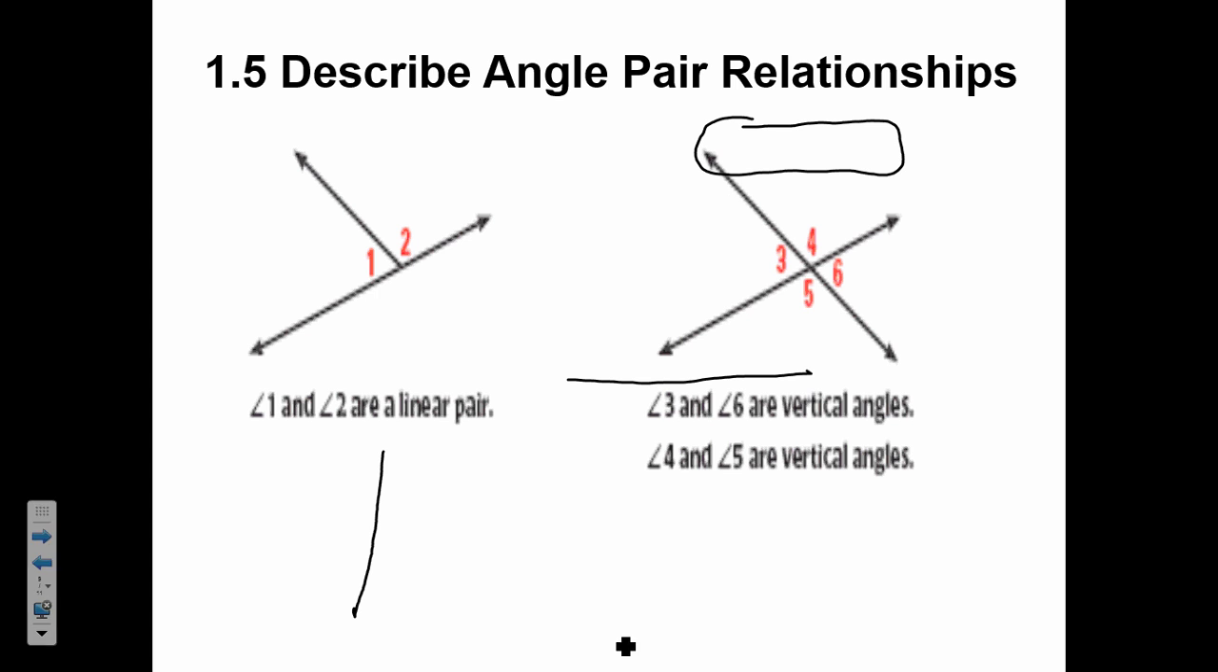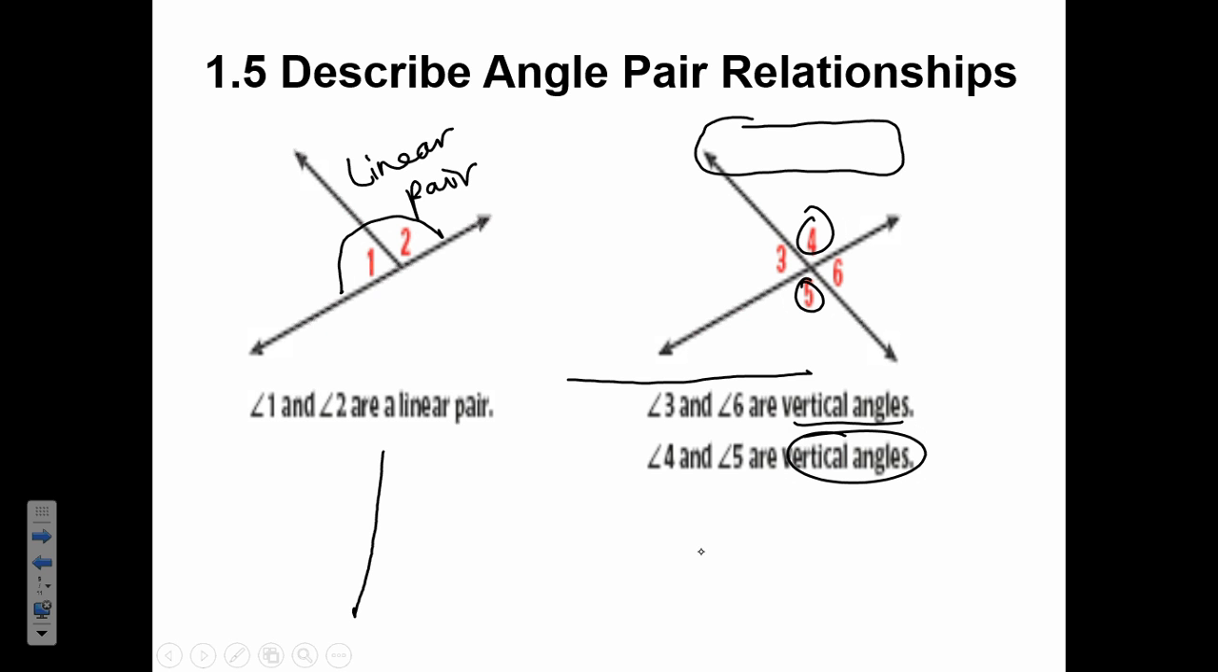Describe the angle pair relationships here. Since these two add up to 180 degrees, I can call them that special name, a linear pair. And then over here, 4 and 5 are on opposite sides of each other, so I can call those vertical angles. 3 and 6 are on opposite sides of each other, so I can call those vertical angles as well.